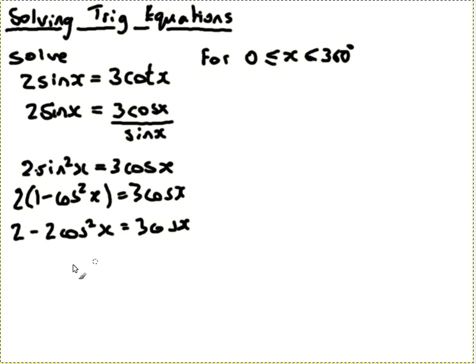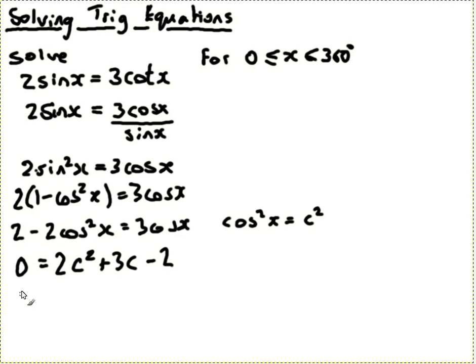Like with any quadratic, I'll want to put it all on one side of the equals, so let's have 0 equals, and I'm going to write cos as c squared, yeah? It just makes it a bit clearer what you're actually dealing with. 2c squared plus 3c minus 2. Naturally, factorise: 2c in one bracket, c in the other. If you're like me, you're a guesser, and that will work if I have a minus 1 here and a plus 2 here.